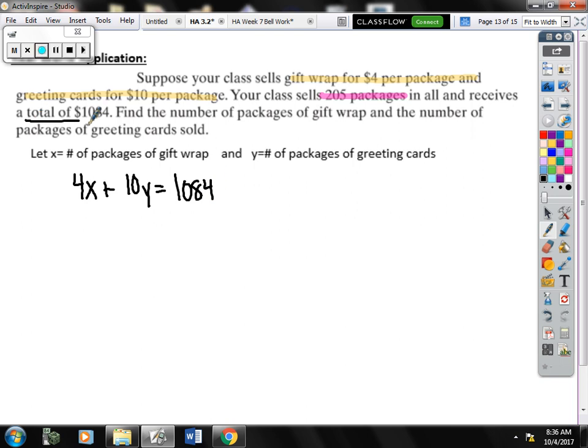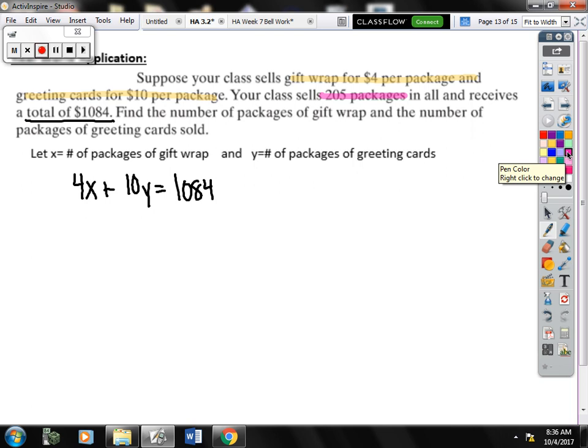I actually didn't highlight that part. Now, the way that you can set these up correctly is that anything that has a dollar sign, those are all going to go in the same equation. So $4 X plus $10 Y equals $1,084. Now the second equation is the one that students struggle to write.